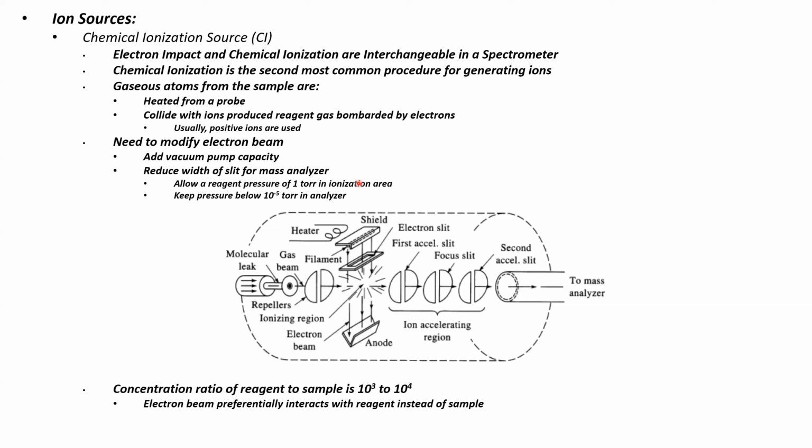So we add vacuum pump capacity. We reduce the width of the slit for the mass analyzer to allow a reagent pressure of 1 torr in the ionization chamber, and we want to keep the pressure below 10 to the minus 5 torr in the analyzer. So the concentration ratio of the reagent to sample is 10 to the 3 to 10 to the 4, and the electron beam preferentially interacts with the reagent instead.